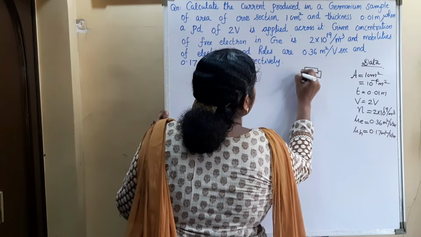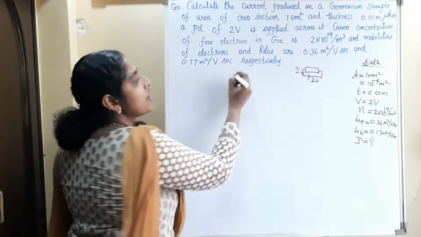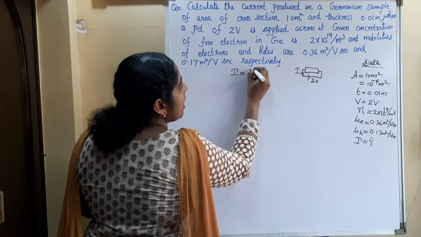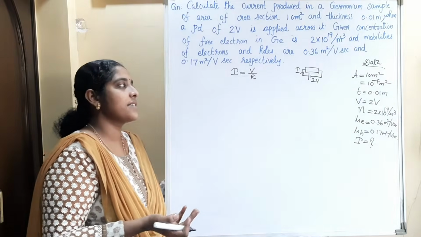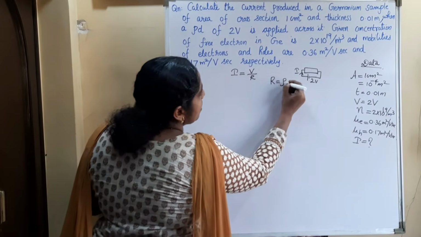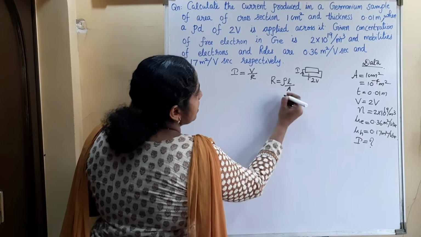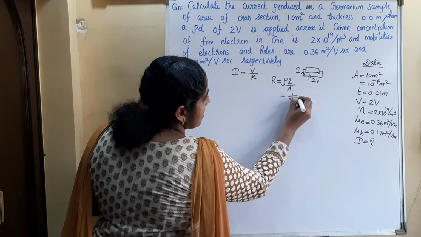So we want to find out the current flowing through this. Currently we can find out from Ohm's law, that is I equal to V by R. V is given, 2 volt. So actually we want to find out the resistance here. Resistance is related to resistivity by the expression rho L by A. Here this resistivity is the reciprocal of conductivity, that is 1 by sigma.